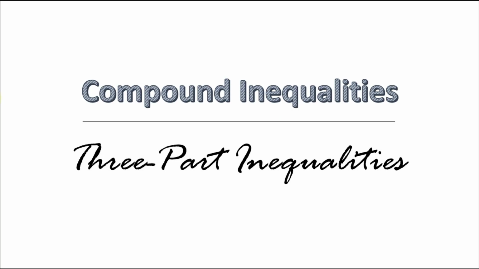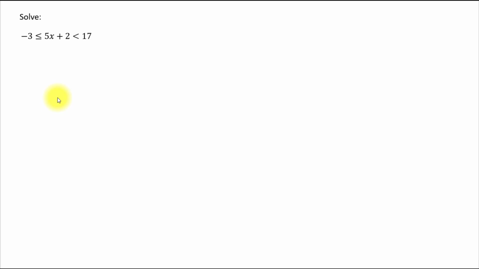Hi everyone! In this video we're going to do a few examples of three-part inequalities. This is one of the types of compound inequalities. The reason they have this name, three-part inequalities, is because they have three parts. Look at this example. There is a part that's in the middle, and there is a number on each side. And we also can see two inequality symbols.